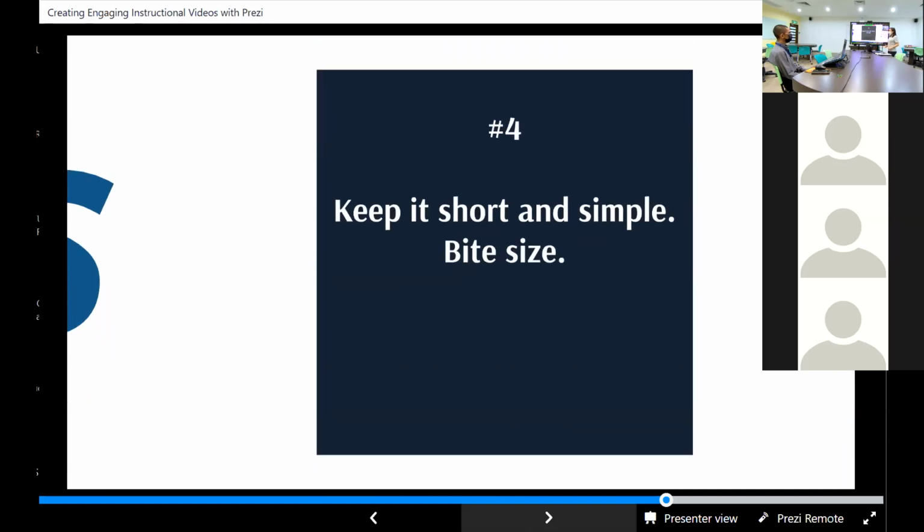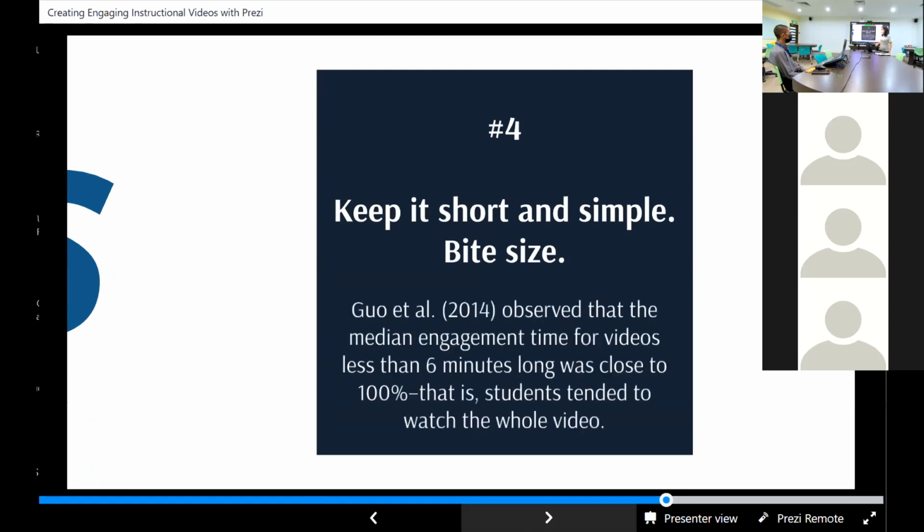Number 4, keep it short and simple, bite size. Nobody likes to watch long videos because long videos won't work. Go et al., in 2014, did this research, and what they found is that the median engagement of videos is 100% for videos less than 6 minutes. That means students will watch everything if the video is less than 6 minutes. Anything more than 6 minutes, the students won't really watch it. They switch off. Okay? I'm sure you all also experience it, right?